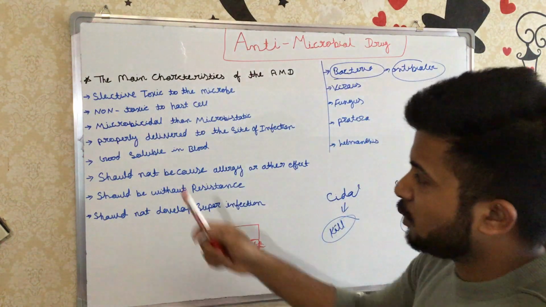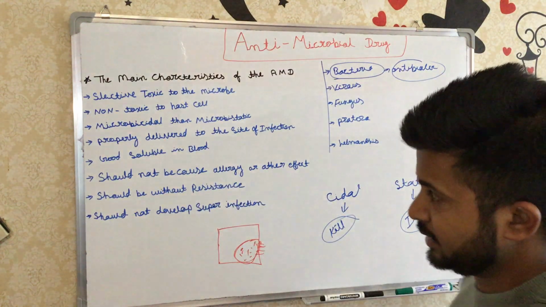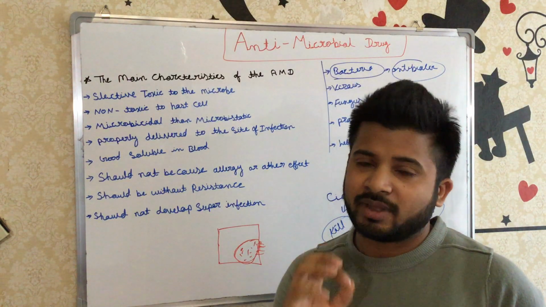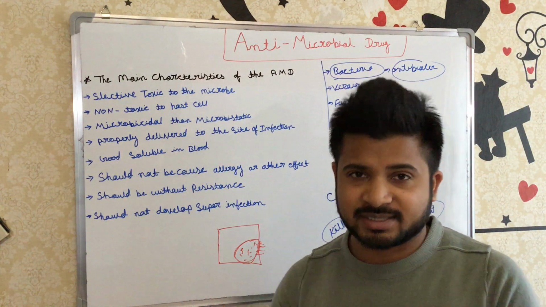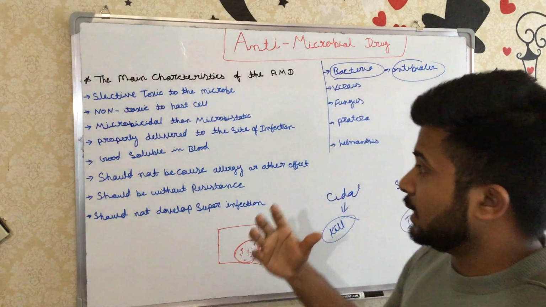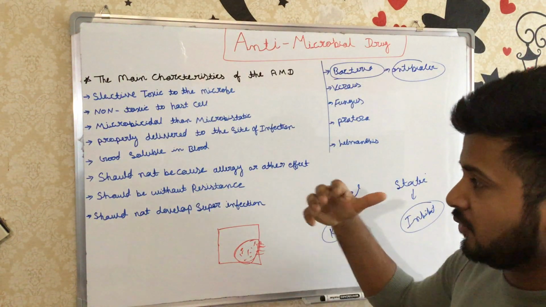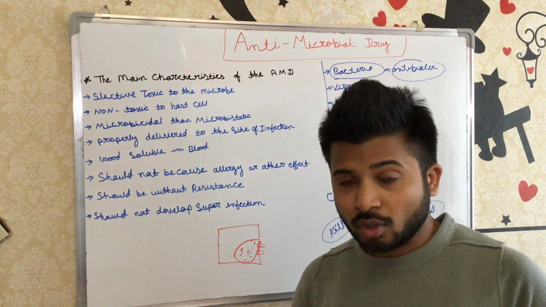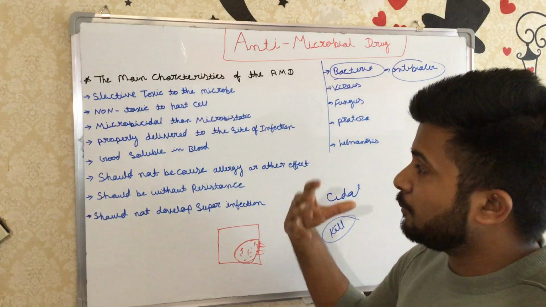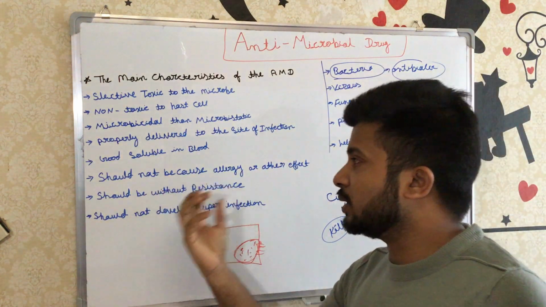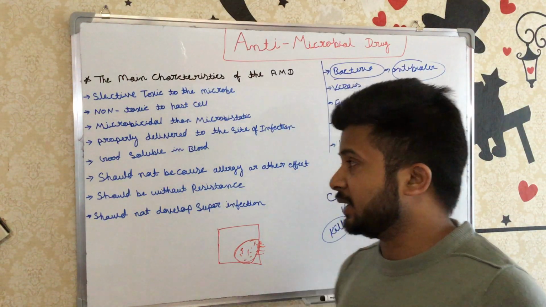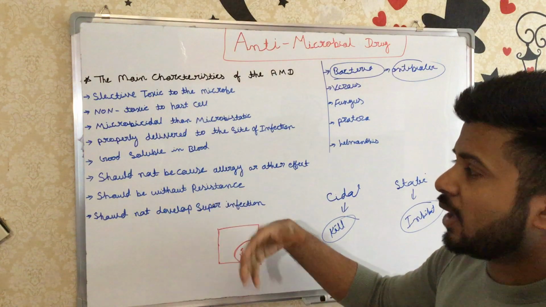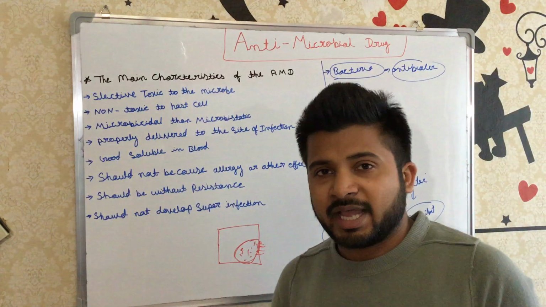Next one, it should be properly delivered to the site of infection. It means the drug should penetrate very easily over the cell to where the infection is, because then a very fast recovery will occur. So for proper delivery, it should be well soluble in the blood and in the body, to penetrate any cells.